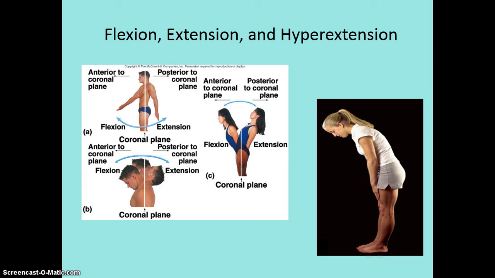The woman in part C is flexing her hips. Notice her back is straight. She's not flexing her vertebrae, she's flexing her hips. And then she's extending her hips, and she's even hyperextending a bit. She's going beyond anatomical position.